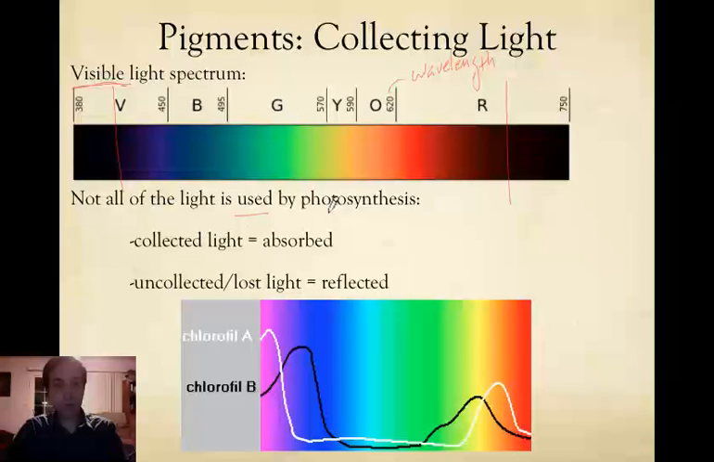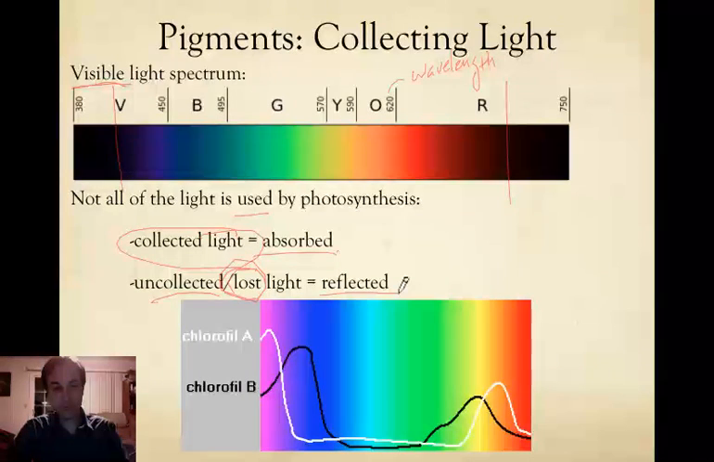If photosynthesis does use it, we say that the light is collected, and that means that it was absorbed. Okay, the energy was picked up. If, however, a particular color is not absorbed, meaning it's not collected or it's essentially lost, well, then that energy is said to be reflected.